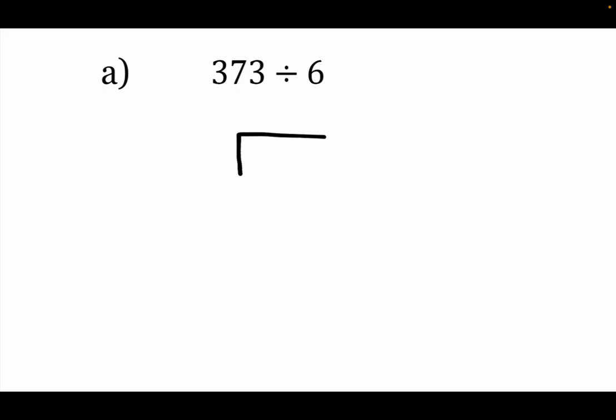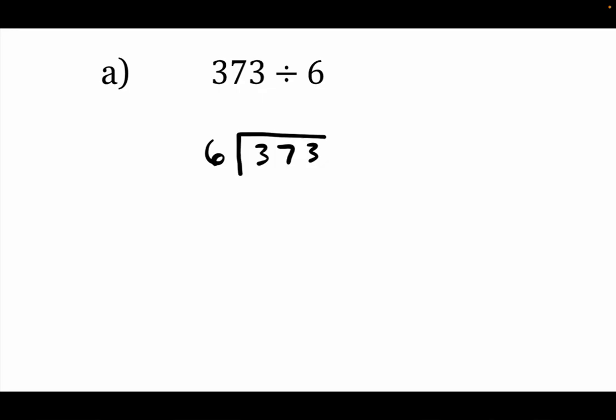So what goes on the inside? 373, right? The first guy always goes in the house. So 373, and then the second guy comes second. Okay? That's the first thing.